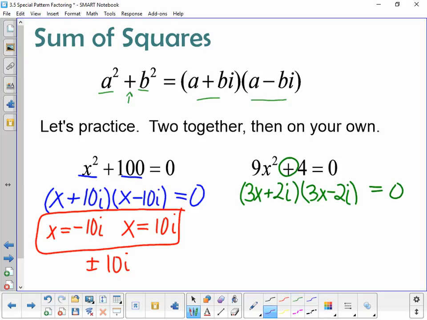So if I continue solving, if I set each of these factors equal to 0, in this case we would subtract the 2i and divide by 3. And for the other factor we would add the 2i and divide by 3. So if you want, you could write it as plus or minus 2i all over 3.